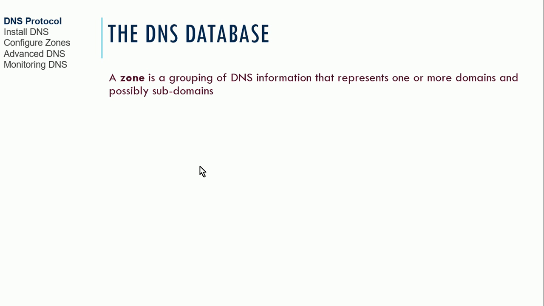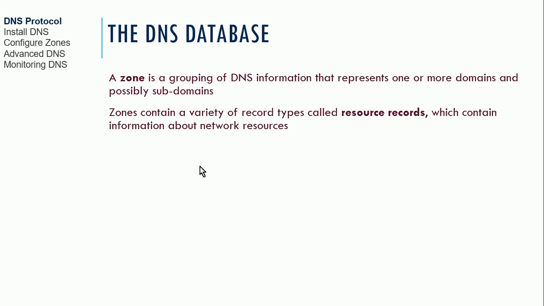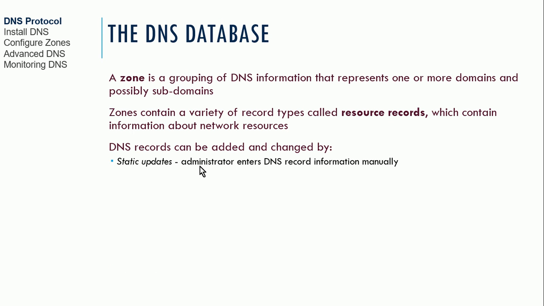So the domain name system, or DNS, uses a database, and we talk about zones. A zone is a grouping of DNS information that represents one or more domains and possibly subdomains. Zones contain a variety of record types called resource records, which contain information about network resources. They can be changed, added, or edited through static updates, where an administrator enters the DNS records manually in the DNS server. They can also be done dynamically, referred to as dynamic DNS or DDNS. That means the DNS updates happen externally and automatically through the protocol.